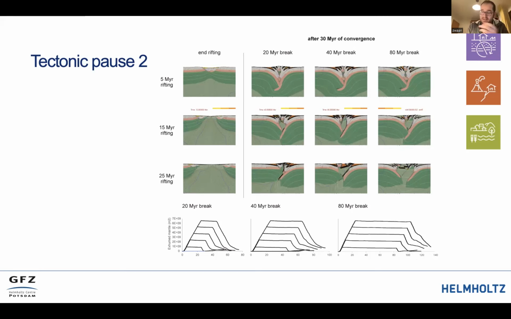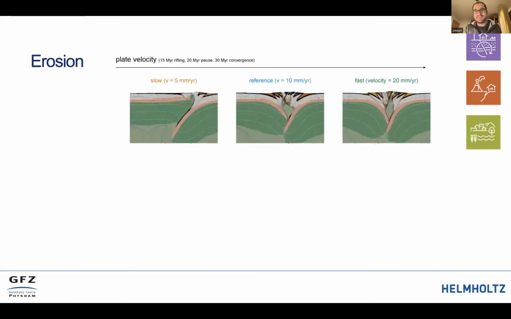But this is one thing that I started to do. I started to plot these kind of things, and this is something very cool, something that's very difficult in analog models, but very easy, it seems, in numerical models. So that's very nice as well.